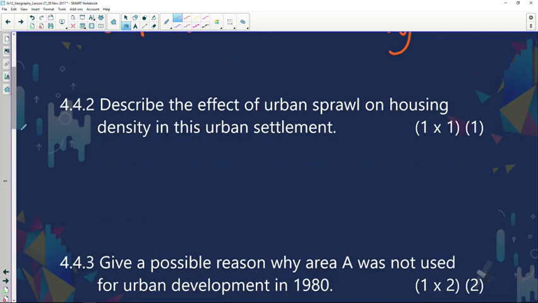Describe the effect of urban sprawl on housing density at the urban settlement. Now, obviously, as you can see over the years, there's an increase in houses, so the density is going to increase.